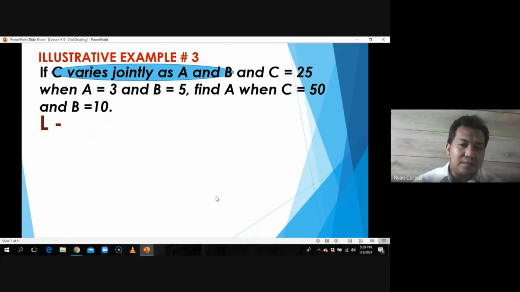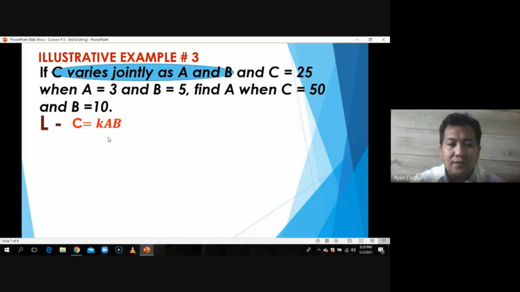let's translate the statement of variation into symbols. As I said earlier, you have to translate it correctly so that you will end up correctly. So C varies jointly as A and B. It will be C is equal to KAB. Those are all capital letters, so you should see on your translation that they are capital letters. Always remember that. Then its translation in terms of K would be K is equal to C over AB.